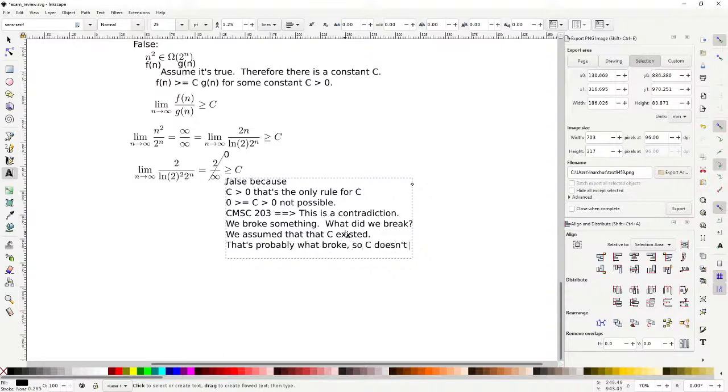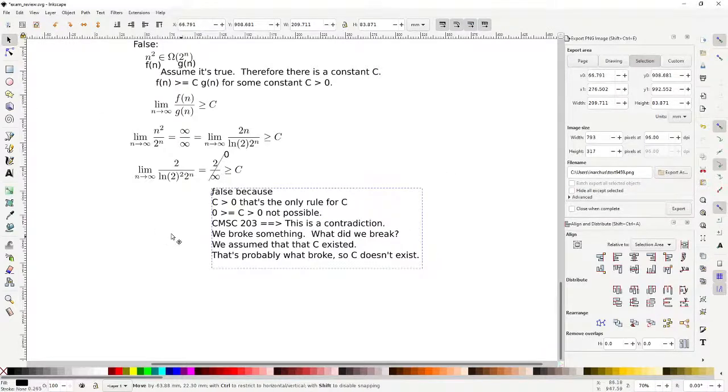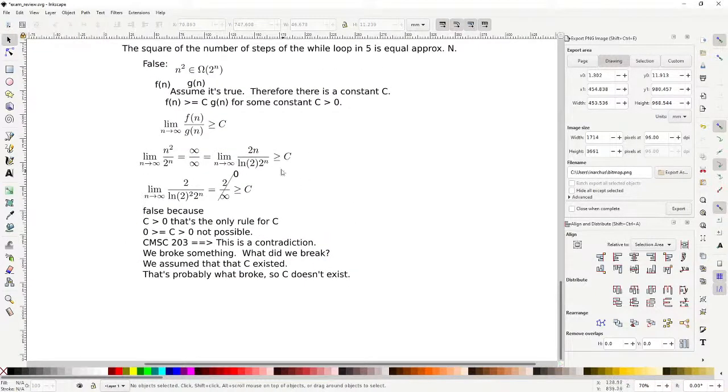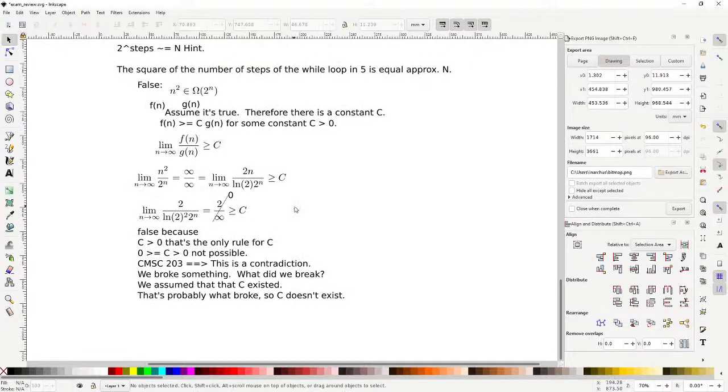So c doesn't exist. And so if c doesn't exist, then it's not big O, or in this case, big omega, right? So this is the proof that you would have to write. Basically, you just do some algebra, really this is calculus, I guess, and that's what you do.